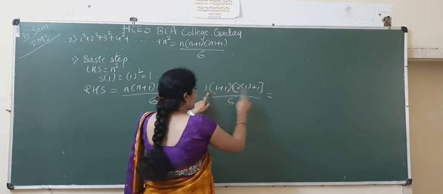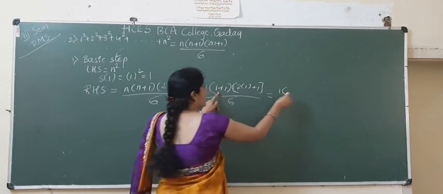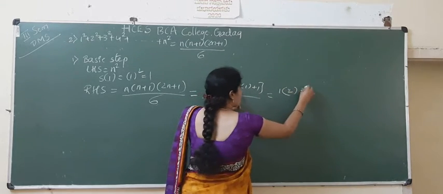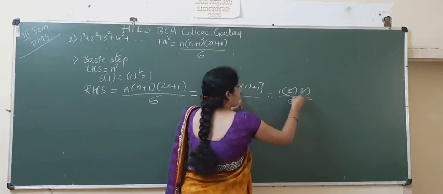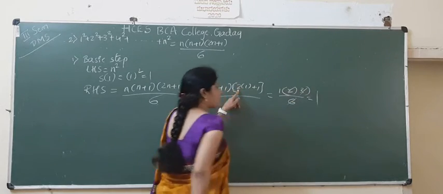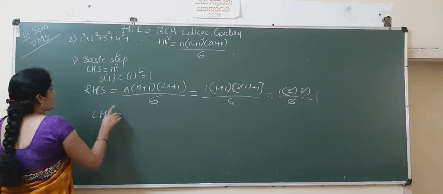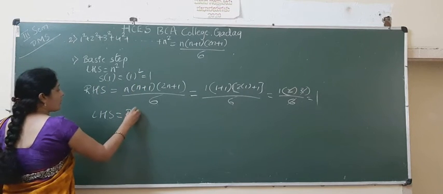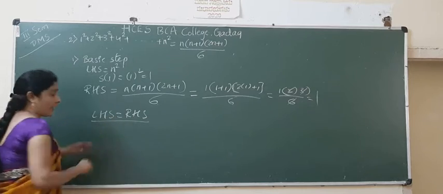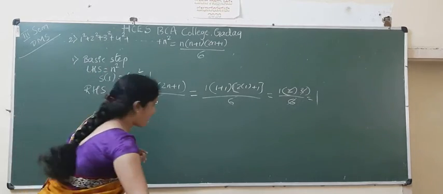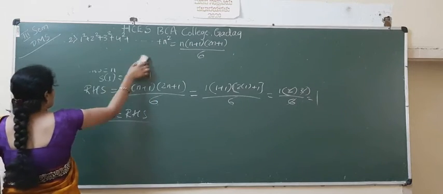Now what is this? 1 into 1 plus 1, 2. Next, 2 ones are 2 plus 1, that is 3, divided by 6. 2 3s are 6. Now this is 1. So if you observe this, LHS is equal to RHS. Hence, the basic condition is satisfied. Now, let us go for the second step.